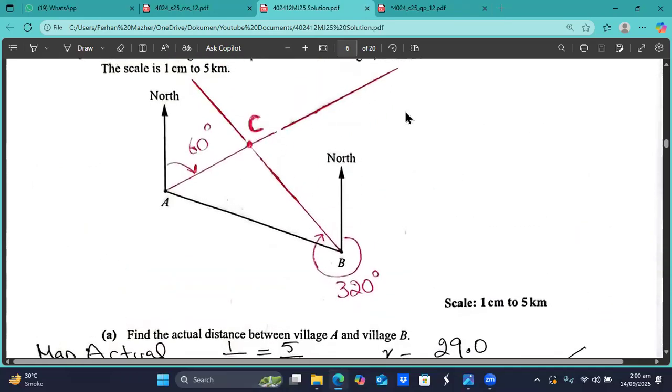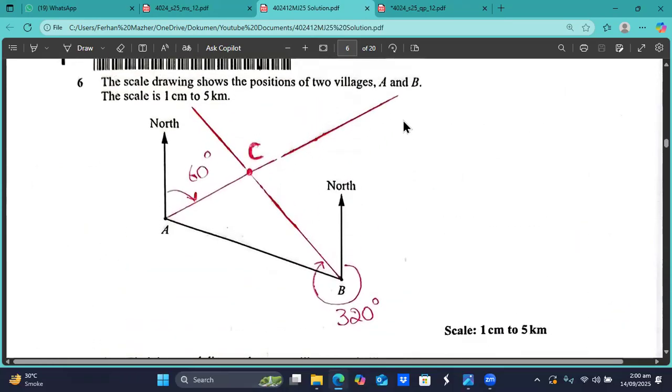Okay, so with the help of your protractor, mark this angle of 60 degrees. You see, I put this dot here, and then draw that angle line. So from this north, from A, the bearing is 60 degrees. Then from B, the bearing is 320. So what we do, we find 360 minus 320, that's 40... that's 60. So you come in this direction, you mark the angle 60 here. Okay, so draw this line.